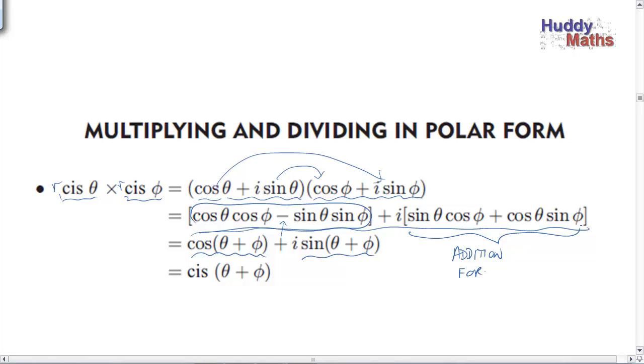Okay. So something absolutely beautiful has just been proven, and that is if you multiply two complex numbers, the resulting complex number has the sum of the arguments. So multiplication implies add the arguments, the angles. So it's very, very nice.